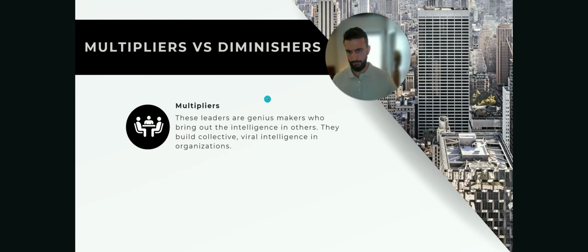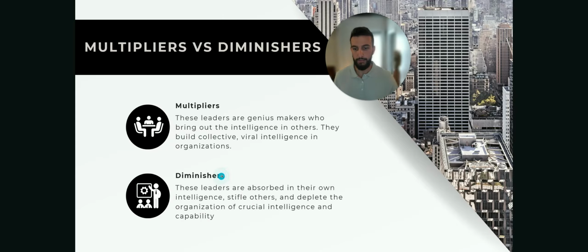Self-explanatory there. Multipliers are genius makers who bring out the intelligence in others. They build collective viral intelligence in organizations. What does that mean, viral intelligence? It means it's spreading, right? Everyone's speaking up, contributing. They feel empowered. They show up giving more than they even thought they had in them because they're so passionate and so connected and so behind the leadership and the mission. That is a multiplier. You're pulling more out of people.